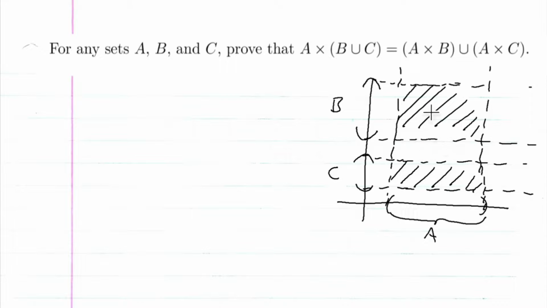Okay. So what we're trying to prove is that A cross B union C, that's all the points in here, right? And remember, all these points are going to be coordinates, right? So all these points in here is the same thing as A cross B union A cross C, right? With the picture, it's pretty obvious, right? So A cross B union C is the same thing as A cross B, that's this space here, union A cross C, right? So clearly the same thing, right? So that's basically what we're doing here. So let's go ahead and start the proof.